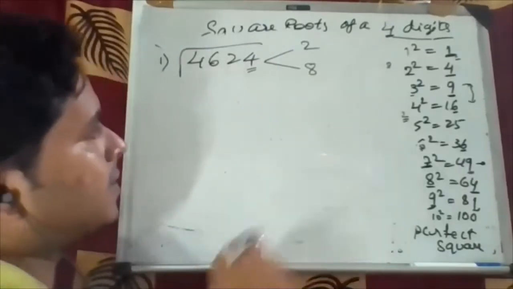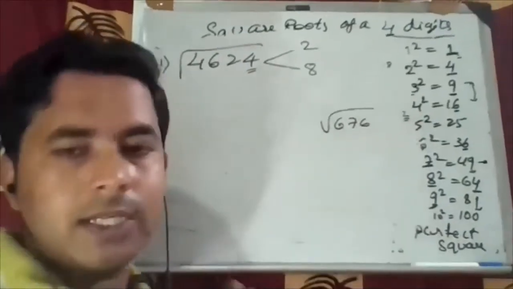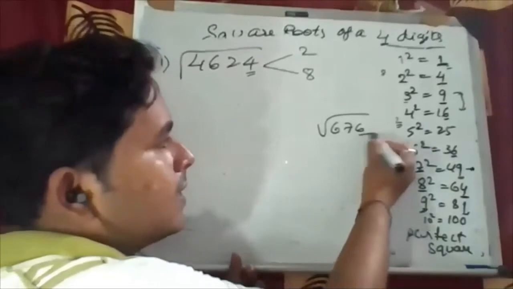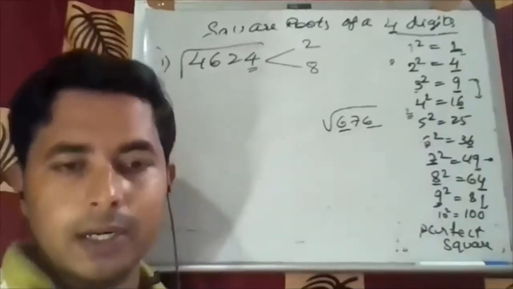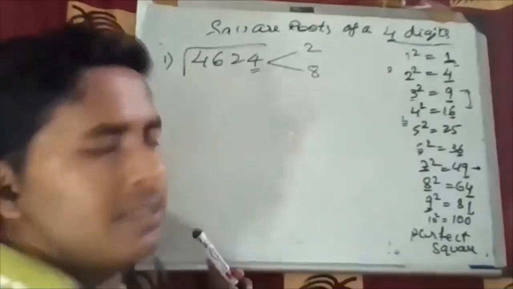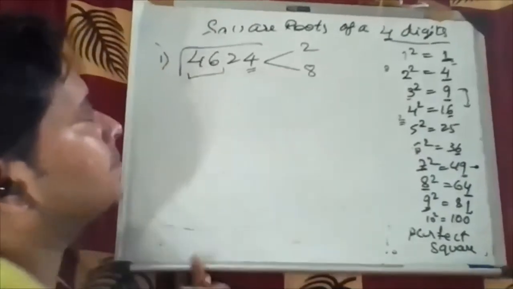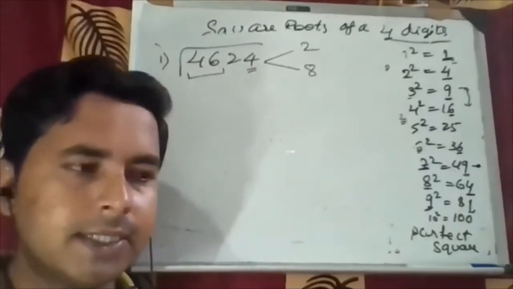In the previous example, 676, what did we take? This digit and this digit. We had taken only one digit. Now we have to take 2 digits. Instead of 1, consider the full digits.